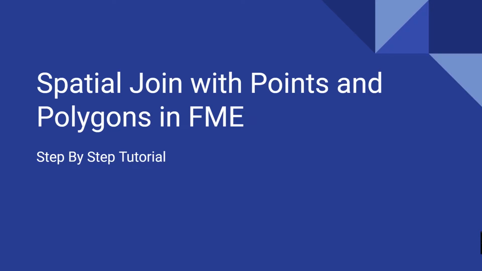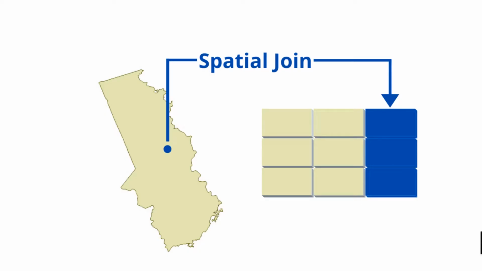Hello everyone, this video is going to be about how to perform a spatial join with points and polygons in FME. There are a few ways to do this in FME, so we're going to go through the pros and cons of each method. Now if you're not familiar with what a spatial join is, what I'm referring to is joining attributes of features by their spatial relationship.